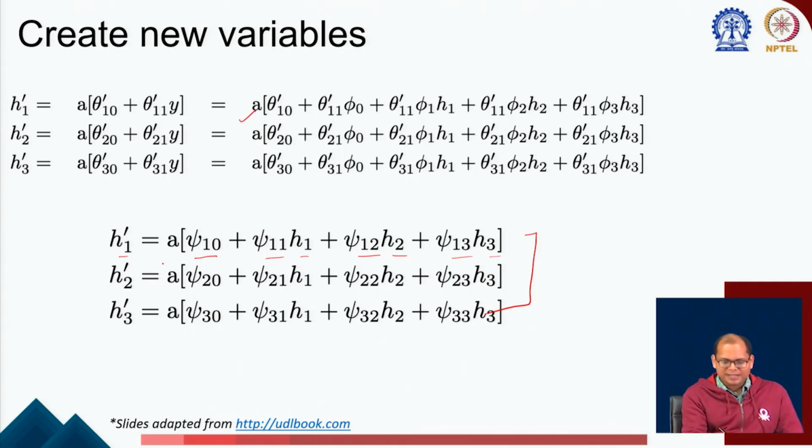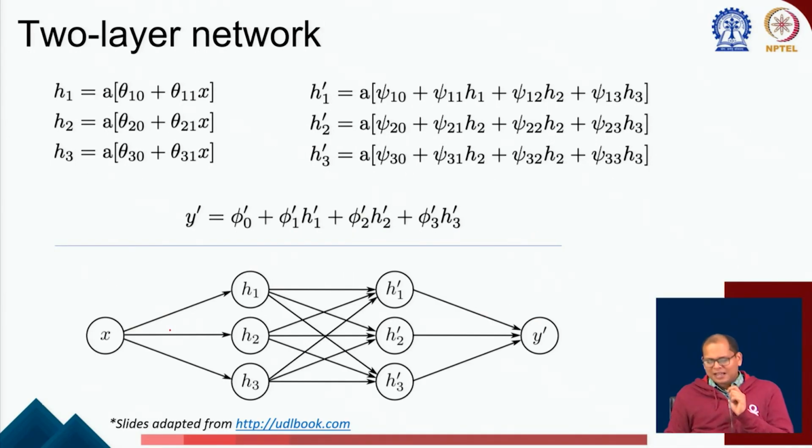And of course, the nonlinearity remains. So then I can say my y prime is nothing but phi naught prime plus phi 1 prime h1 prime, phi 2 prime h2 prime, phi 3 prime h3 prime. So now I have got rid of that intermediate y, and I am writing y prime directly in terms of x by using h1 to h3 and h1 prime to h3 prime, and h1 prime to h3 prime are written in terms of h1 to h3, like here. Now this is a two-layer network.